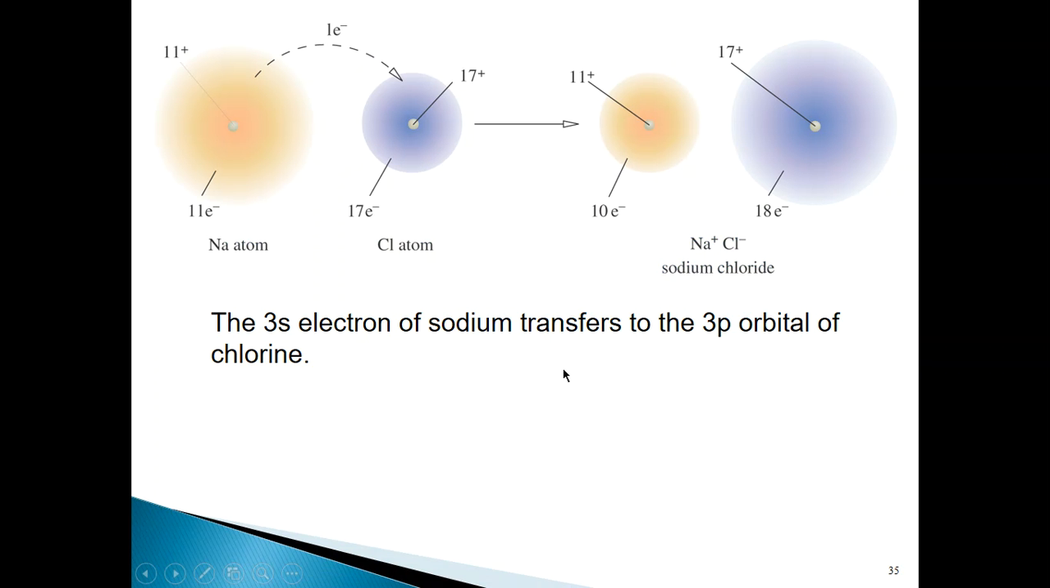When the sodium and the chloride come together to form a compound, what happens is that the sodium loses an electron, and that electron is transferred to the chlorine atom, and then you end up with the sodium chloride compound being formed. The electron that is lost, as we said before, is lost from the 3s orbital, and it is transferred into the 3p orbital of the chlorine atom. Here you see the electron transfer, and you end up with the chloride ion being formed.